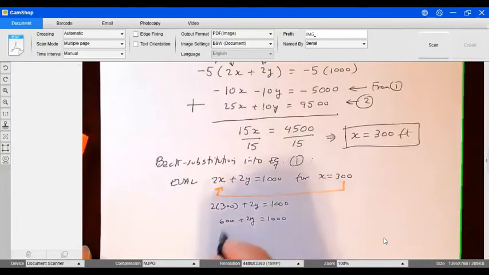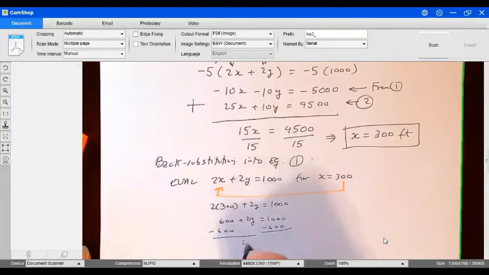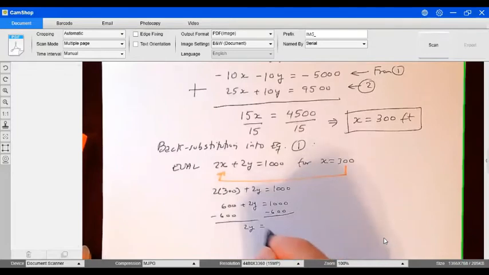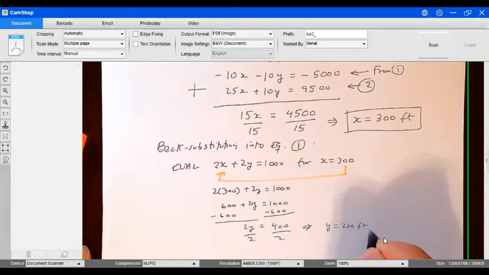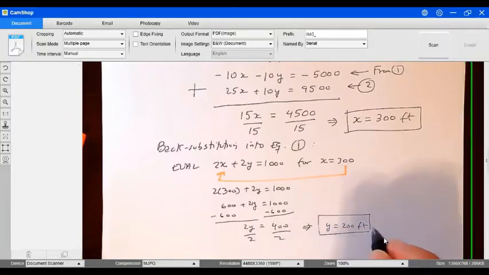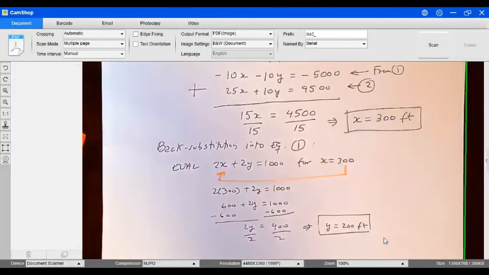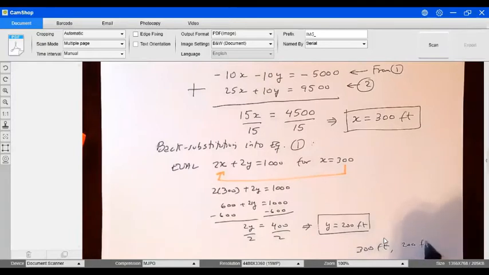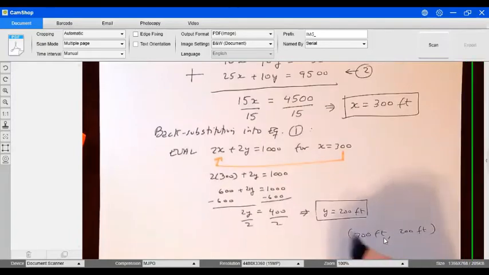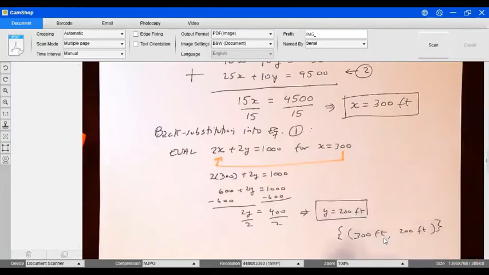Then we subtract 600 from both sides of the equation. So we're going to get 2y equals 400. Then we divide by 2. So we get now y equals 200 feet. So that's the solution. So the solution of the system, or the dimensions of the system, is just 300 feet, 200 feet. So that's the solution of the system.